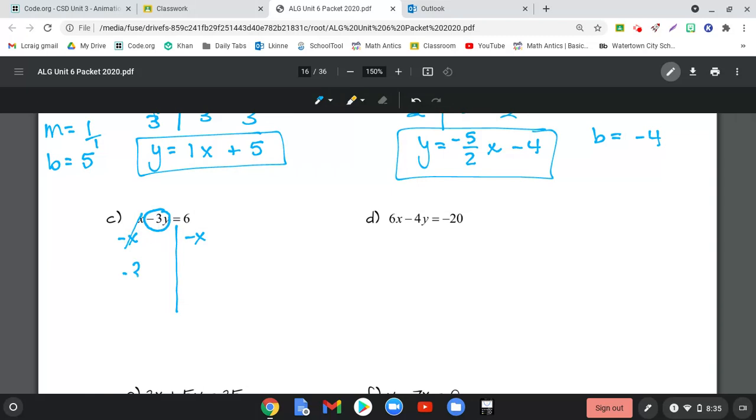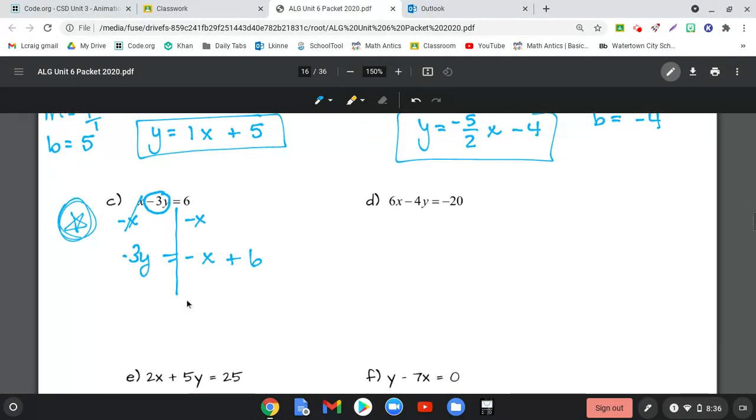All right, so we're left with -3y. We need to be careful. I'm going to put a star by this one because it's tricky. I have my -x and a +6. Now I have to divide everything by -3. Watch your signs here. Now be careful.